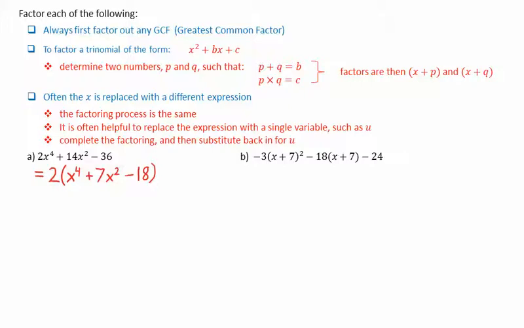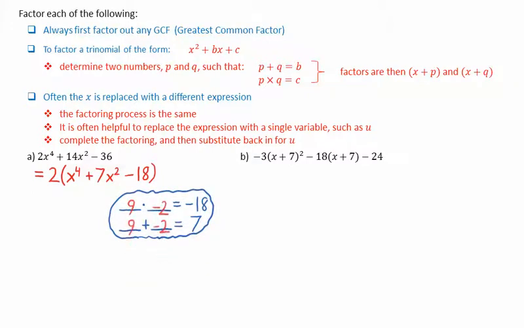When we're doing the factoring, we still look for numbers that multiply to give negative 18 and add to give 7. These numbers are 9 and negative 2. We then have the factors x squared plus 9 and x squared minus 2. Again, note here the x is being replaced with x squared. Note also we still need the greatest common factor of 2 included with the solution.